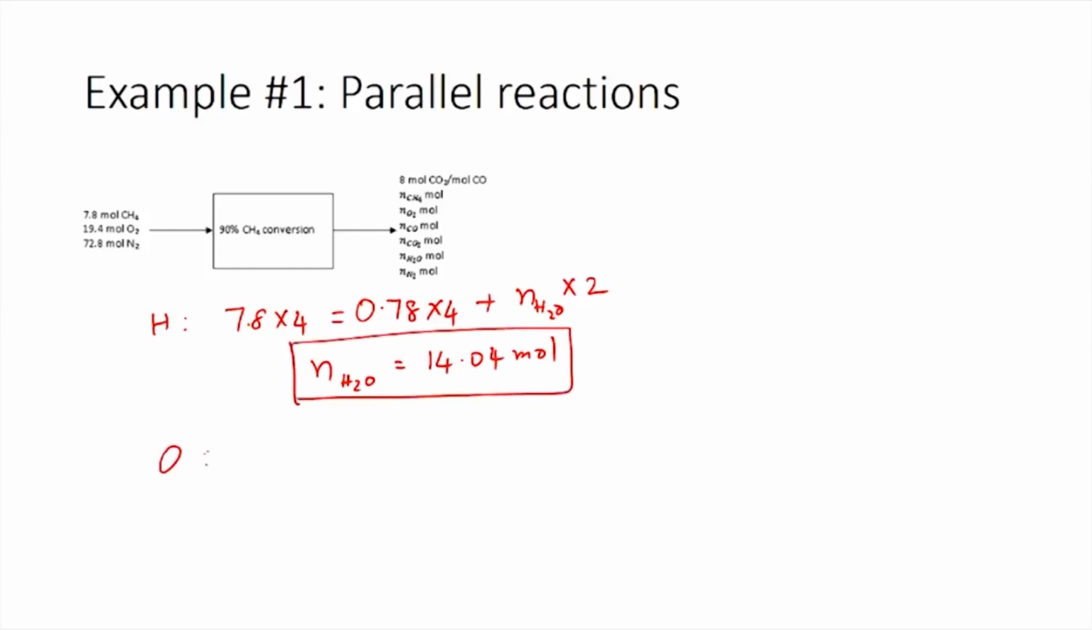and finally, we can write the oxygen balance, which would be 2 atoms of oxygen per molecule of oxygen entering, which is 19.4 times 2, is equal to 0.78 times 1, which is the number of moles of carbon monoxide leaving the system, plus 2 times the number of moles of carbon dioxide leaving the system, which is 6.24, plus 1 times the number of moles of water vapor leaving the system, which is 1 times 14.04, plus 2 times the number of molecules of oxygen leaving the system, giving you NO2 equals 5.75 moles.